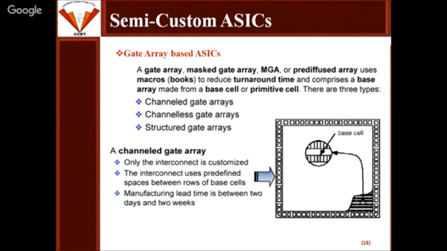So the interconnect uses predefined spaces between the rows and the base cells. This is where we go for placement, along with floor planning. First, we allocate the spaces to the blocks depending upon whether they are interconnected or not. If they are interconnected, they will be placed nearer, and if not, they will be placed farther apart.